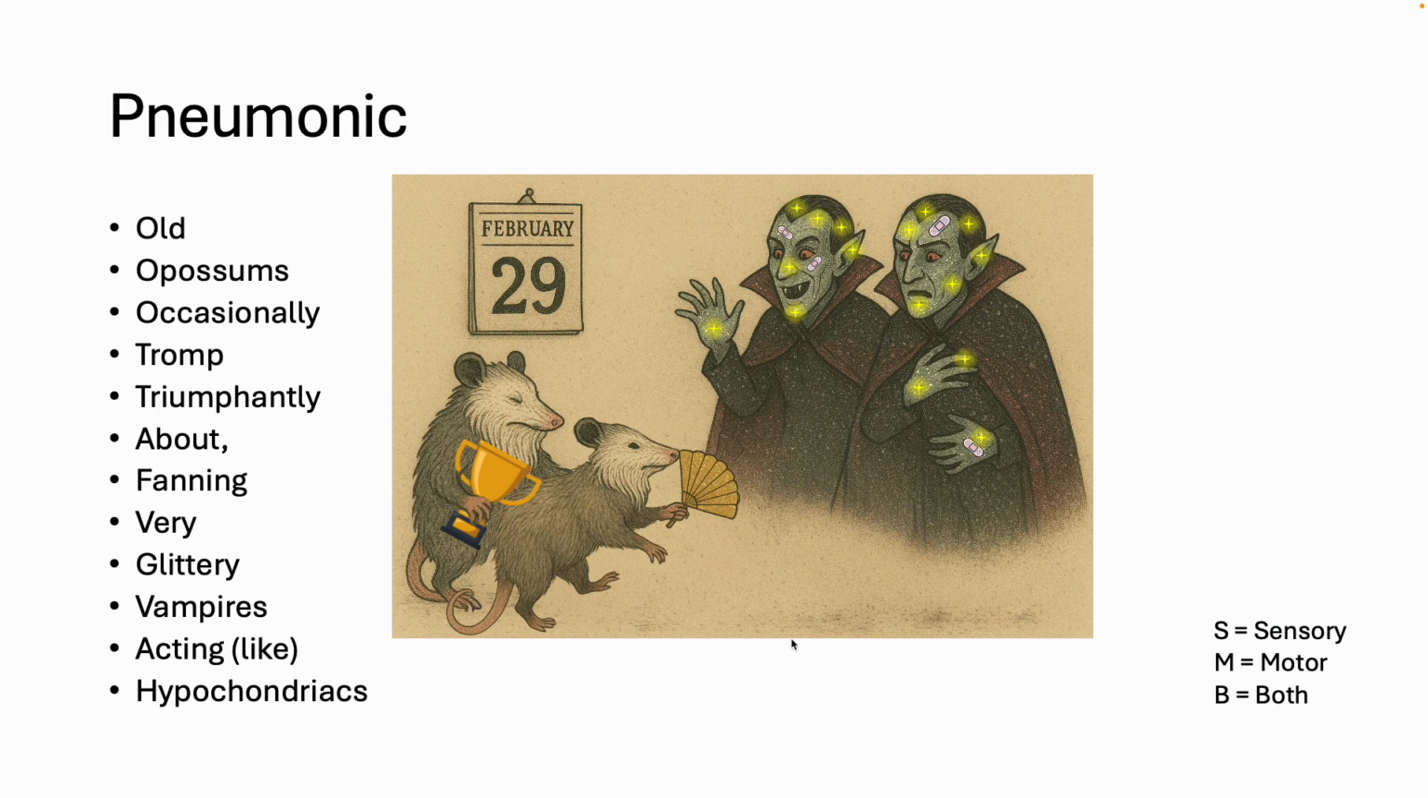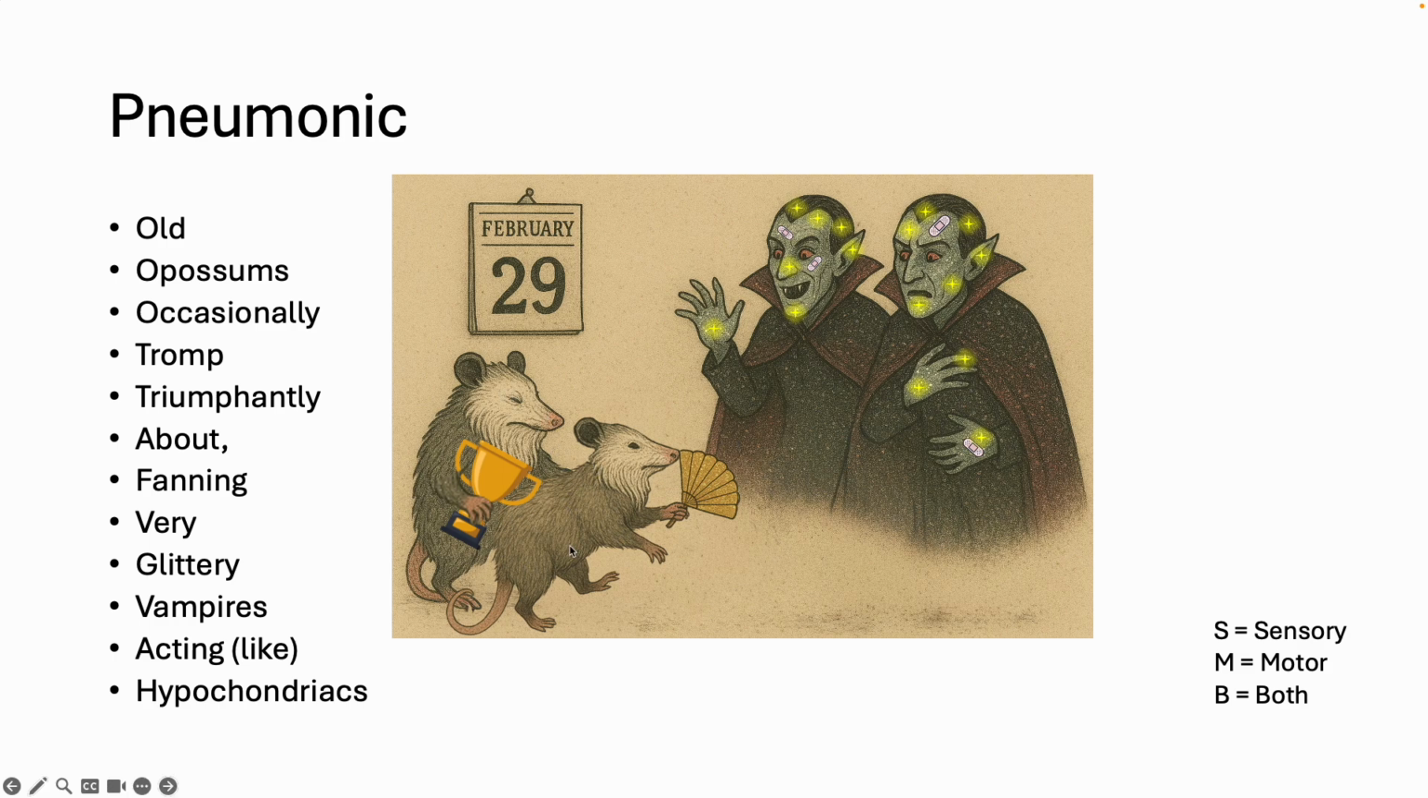Now, it's kind of hard to remember all of those things, so here's a mnemonic that I put together to maybe help you remember this. So the mnemonic is: old opossums occasionally tromp triumphantly about, fanning very glitterly vampires, acting like hypochondriacs. And then I have this little image that is next to it to help illustrate that.